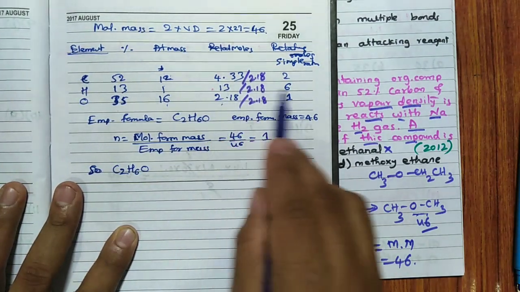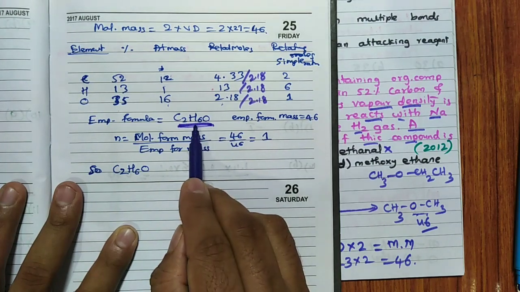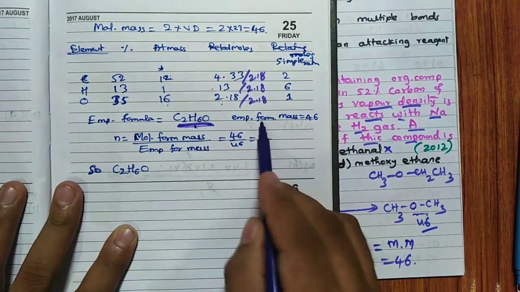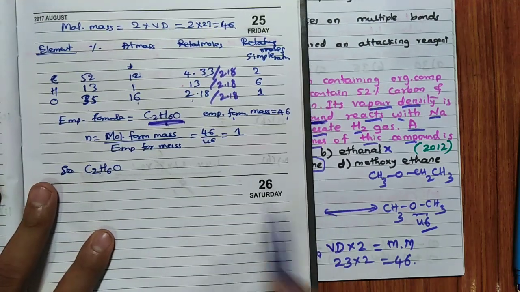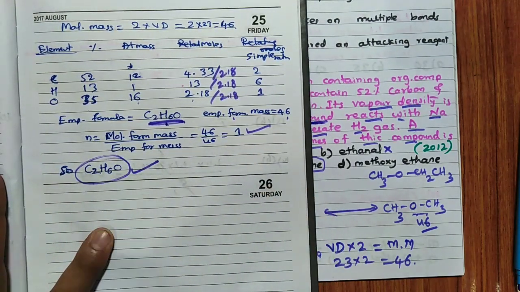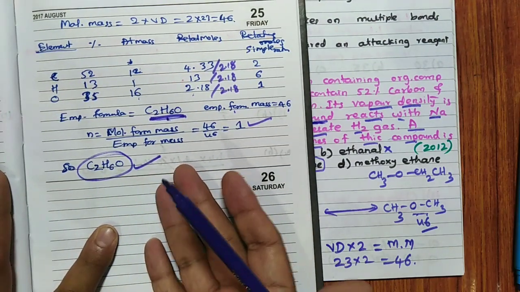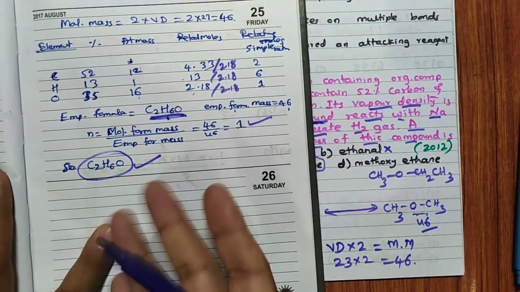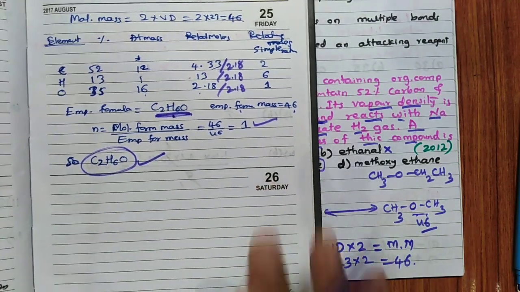You will get 1 here, almost 6 here, 2 here. So my empirical formula is C2H6O, empirical mass is 46 and molecular mass is also 46, vapor density into 2. So you will get 1. So the answer is this. Like this also you can do. But why waste your time? Because we have very less time in the CET, 60 questions, 60 minutes. Hence remember, this is one of the ways to calculate.